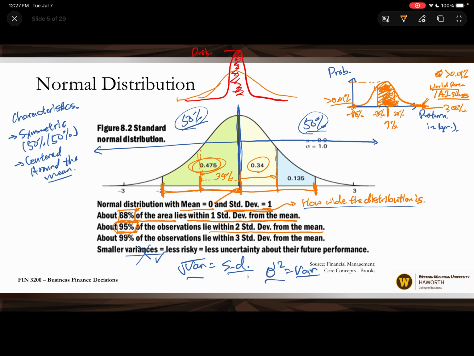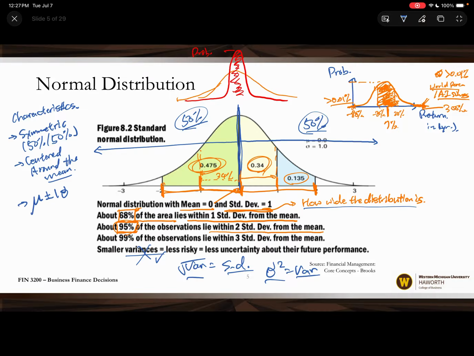from -2 to the mean. Okay, and you see that 34 and 13.5 also add up to 47.5. So yeah, you'll need these numbers, as you'll see in the next problem. So mean is denoted as mu. I don't know why. And standard deviation is sigma.